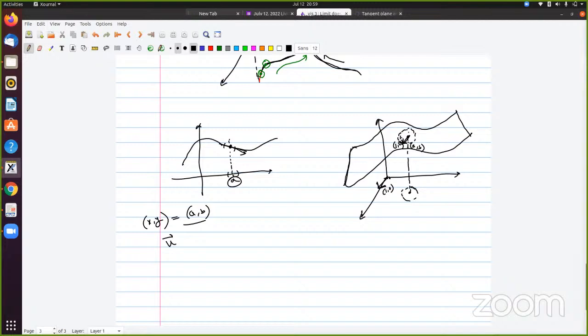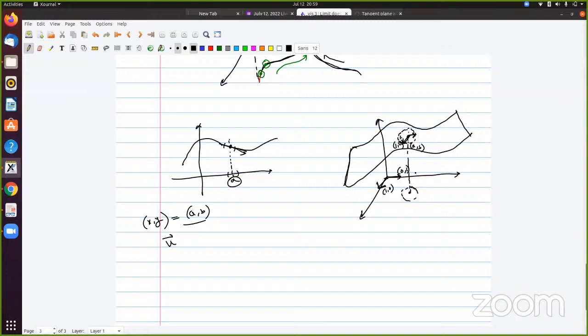Correct? If we take this direction (0, 1), we move along this, and if we consider the rate of change along this direction at that point, that is partial derivative with respect to y. Right? So partial derivative is a special type of directional derivative.